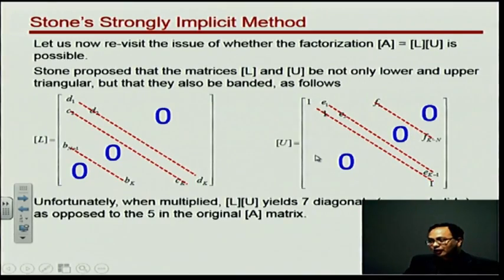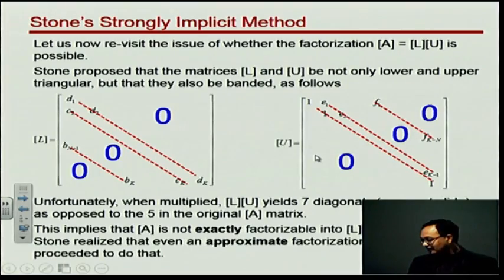Now remember, your A had 5 diagonals. So right there you have a problem. How can a matrix with 5 diagonals ever be equivalent to a matrix which has 7 diagonals? Impossible. So right away he hit a roadblock with this hypothesis. Instead of 5 diagonals, you get 7 diagonals, and that implies that A is not exactly factorizable into L times U.